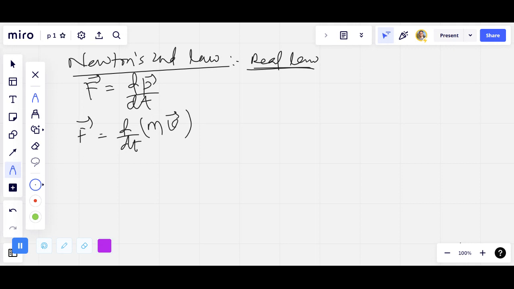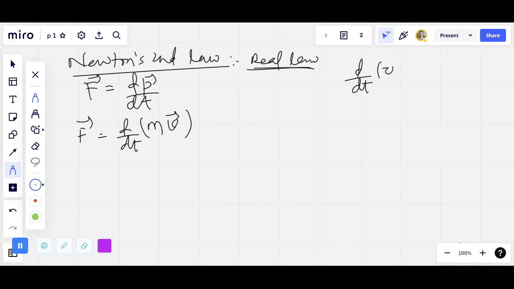So, momentum is mass into velocity. So, what can we do? We can consider mass to be constant, then velocity to be variable, then again mass to be variable, velocity to be constant. So we'll apply the property of derivative.